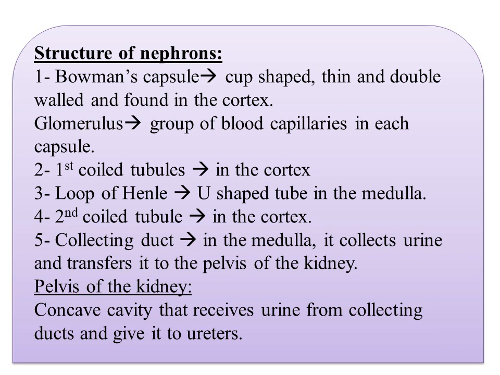Take care that each two nephrons share one collecting duct. There is no collecting duct for each nephron. The two nephrons share one collecting duct, and the collecting duct collects the urine and transfers it to the pelvis of the kidney. What is the pelvis of the kidney? The concave cavity that receives the urine from the collecting ducts and gives the urine to the ureters.